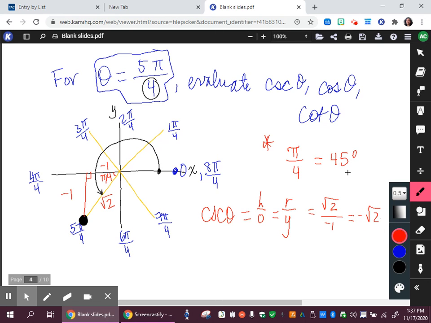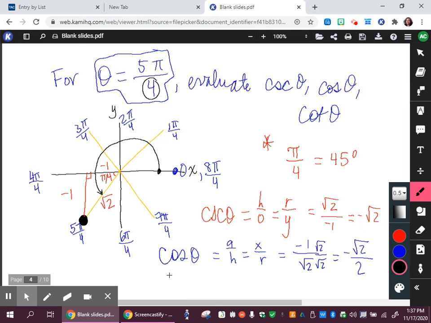Okay? And just in case you need to see all of them, let me go ahead and do cosine theta. So cosine theta is adjacent over hypotenuse, or x over r. Your x value is -1. Your radius is √2. You're going to have to rationalize that denominator, multiply by √2 over √2, and you get a final value of -√2 over 2.